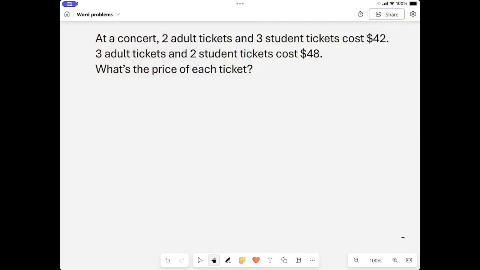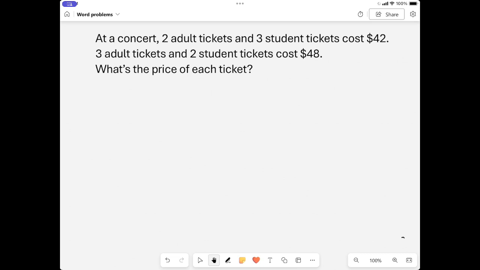We oftentimes panic at the beginning of seeing a word problem, and there's no need for that. So we're going to try to walk through a simple method of doing this. I have a problem here at a concert. Two adult tickets and three student tickets are $42. But if I do it the other way around, 3 adult tickets and 2 student tickets are $48. So what's the price of each ticket?